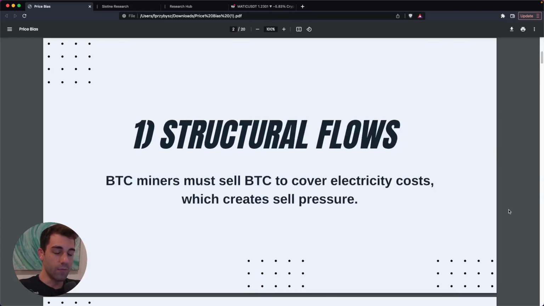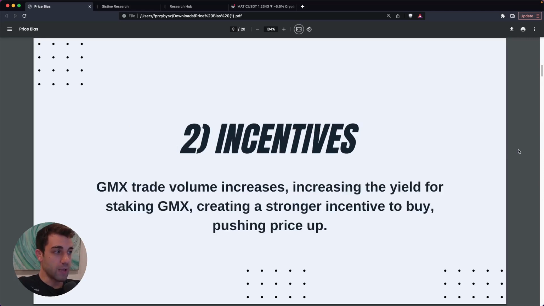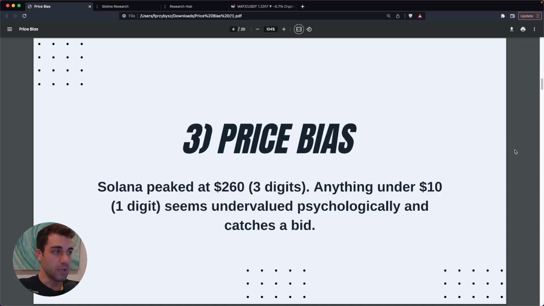So, another example of a variable that would affect the price of an asset would be structural flows. Bitcoin miners must sell Bitcoin to cover electricity costs, which creates sell pressure. Pretty straightforward, pretty simple. Another example would be incentives. So GMX, that's a decentralized derivative exchange that shares some of its trading fees with stakers of GMX tokens. So if trade volume for GMX increases, they're going to increase the yield for staking GMX, which incentivizes people to buy GMX, which pushes the price of GMX up. Makes a lot of sense.